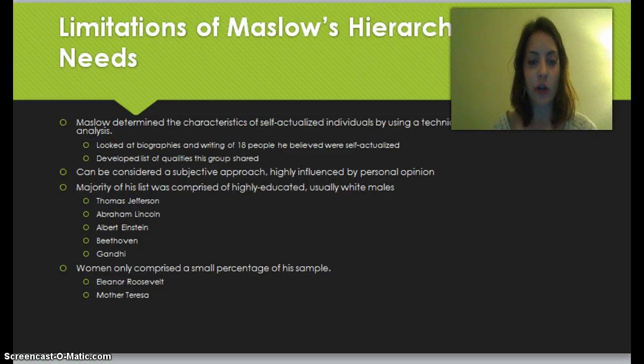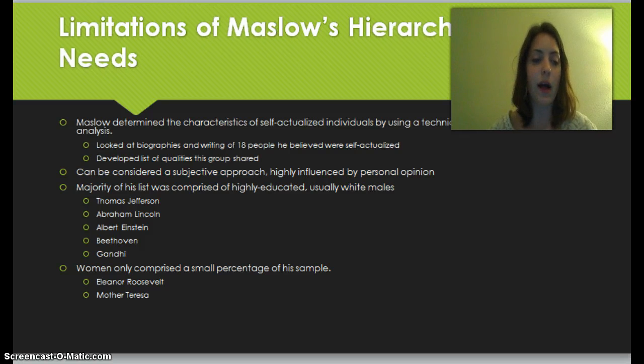Now, as I mentioned earlier, Maslow determined the characteristics of self-actualized individuals by evaluating the life stories and writings of individuals. He used a technique called biographical analysis. He looked at the biographies and writing of 18 people he believed were self-actualized, and he developed a list of qualities that this group shared.